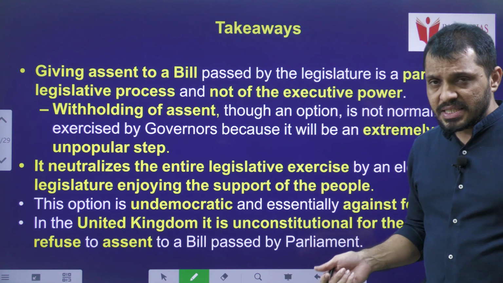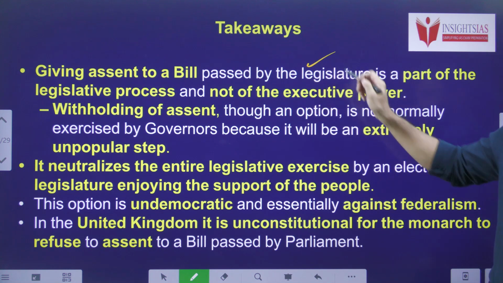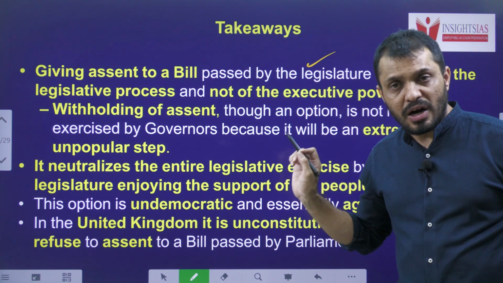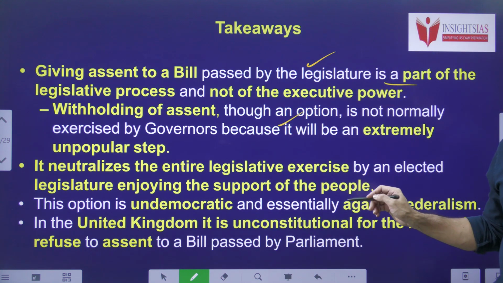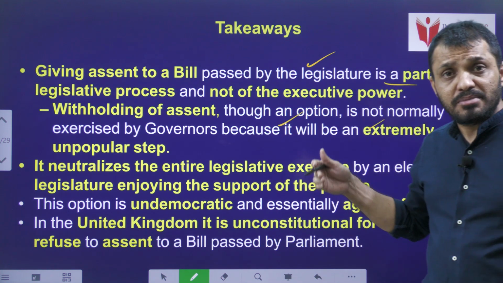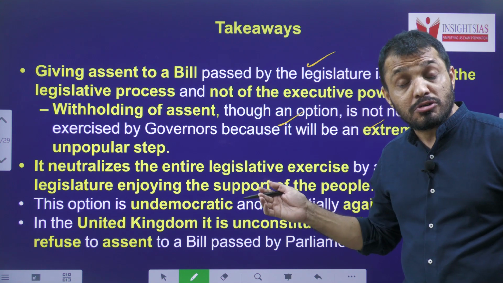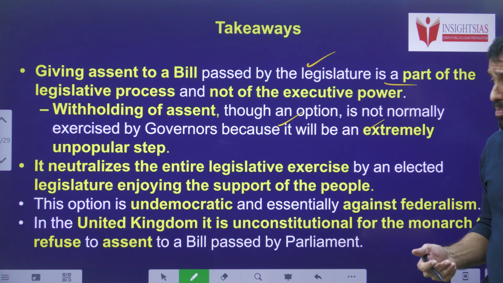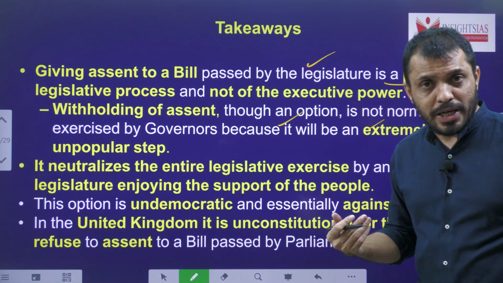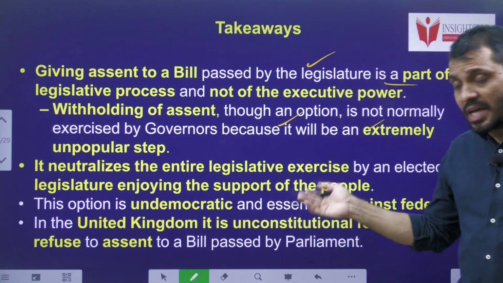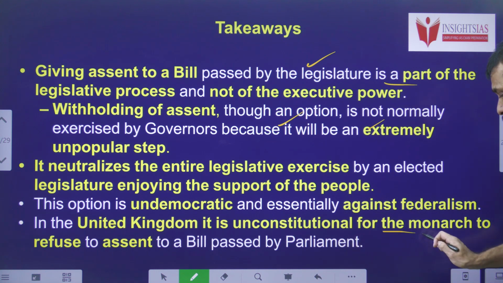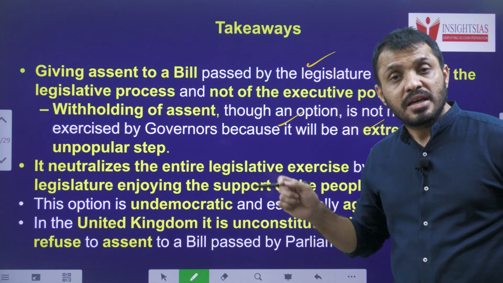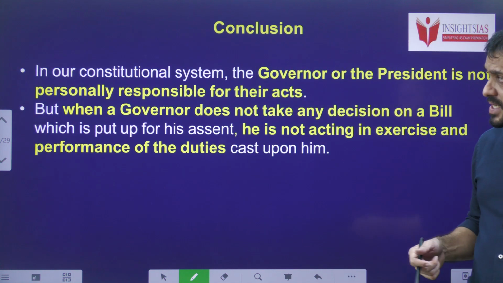What are the takeaways? The takeaway is that giving assent to the bill passed by the assembly is part of the legislative duty of the governor. Withholding that assent is extremely unpopular, and it neutralizes the value of the assembly, which is elected by the people's mandate. In a country like the UK, where the executive head such as the monarch cannot reject any bill passed by the parliament, we can quote those examples as well.